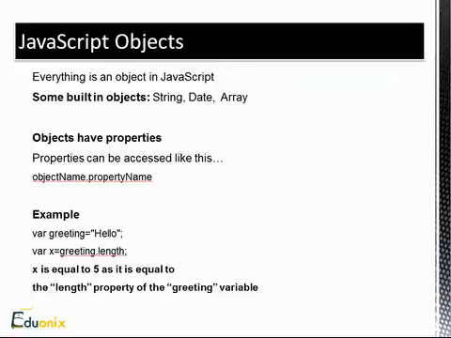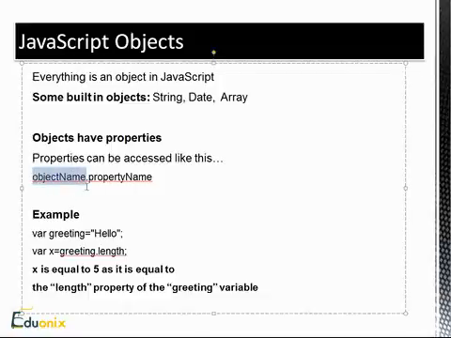Okay, objects. In JavaScript, pretty much everything is considered an object. Strings, numbers, dates, arrays are all considered objects. And objects have properties and methods. Properties are basically characteristics, and we can access properties with dot syntax. So we want to say the object and then dot and then the property name.